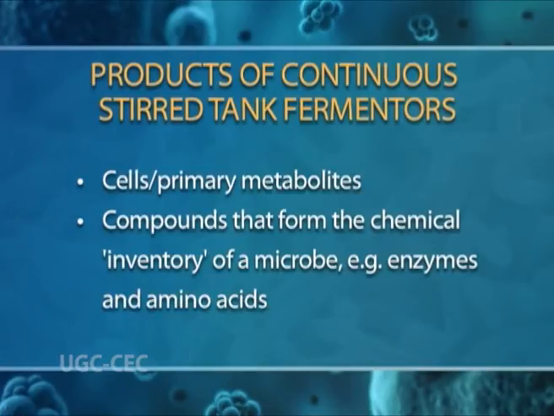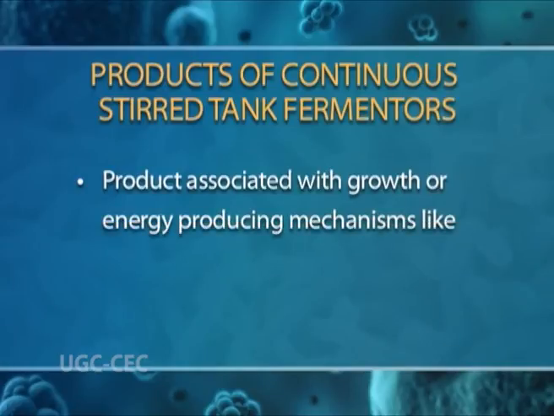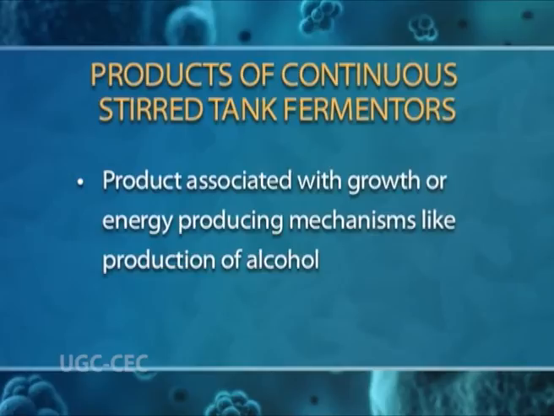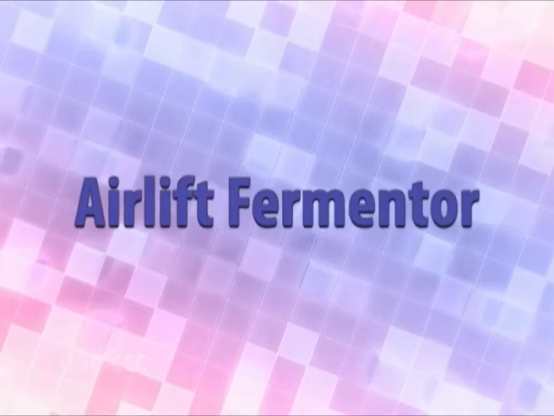For example, enzymes and amino acids, or some product clearly associated with growth or energy producing mechanisms like the production of alcohol. The most widely used continuous process based on CSTF is the activated sludge process used in wastewater treatment industry.